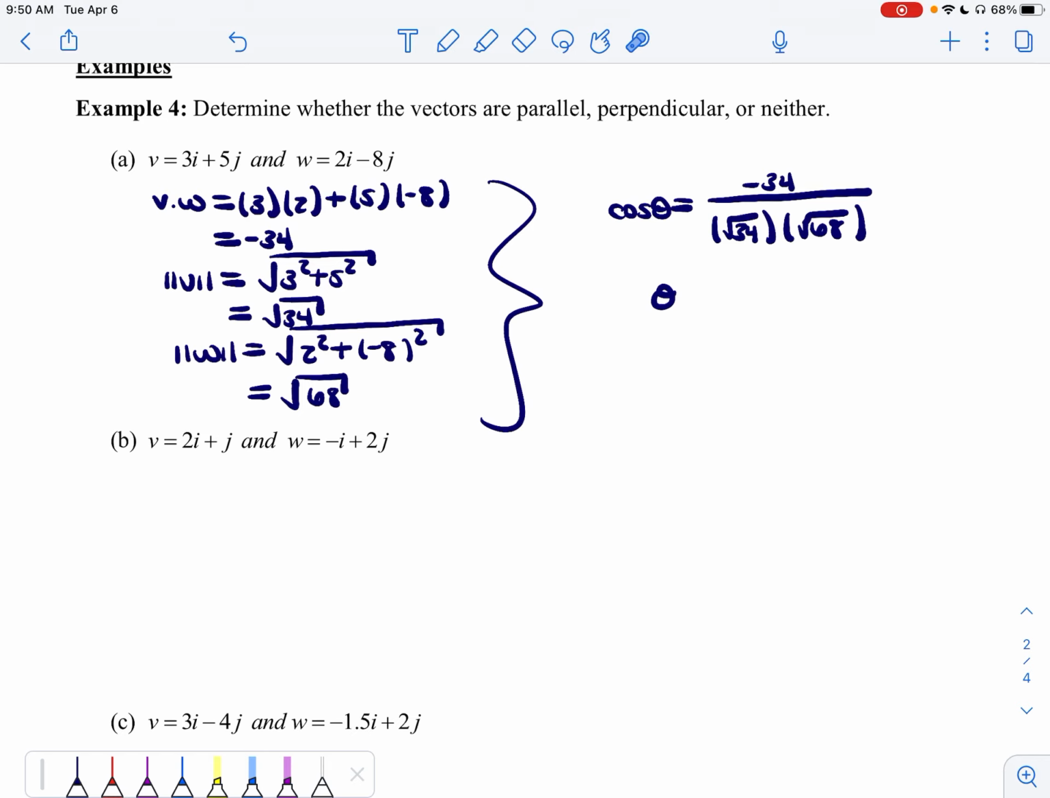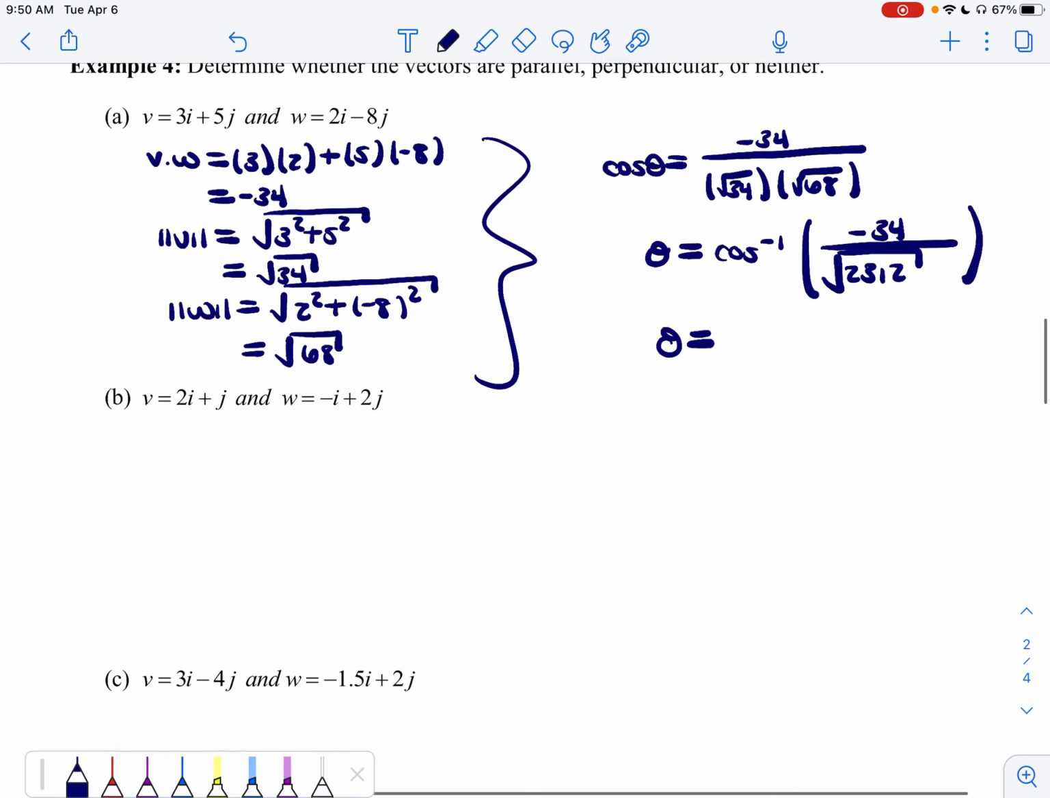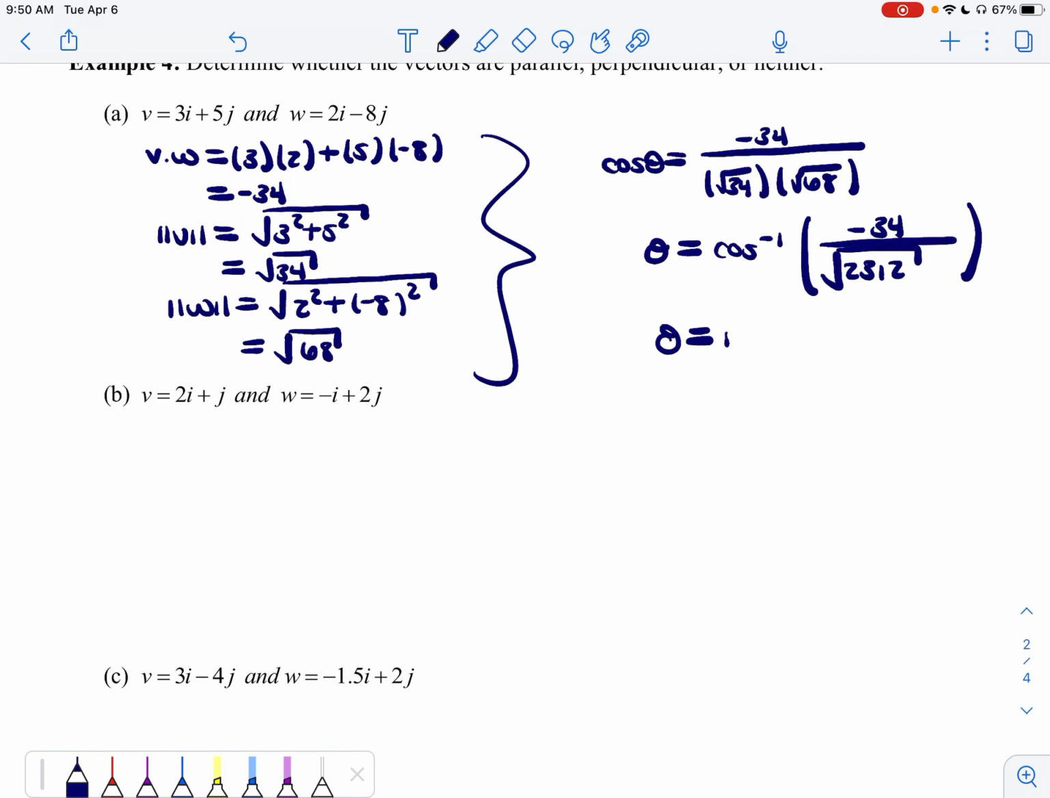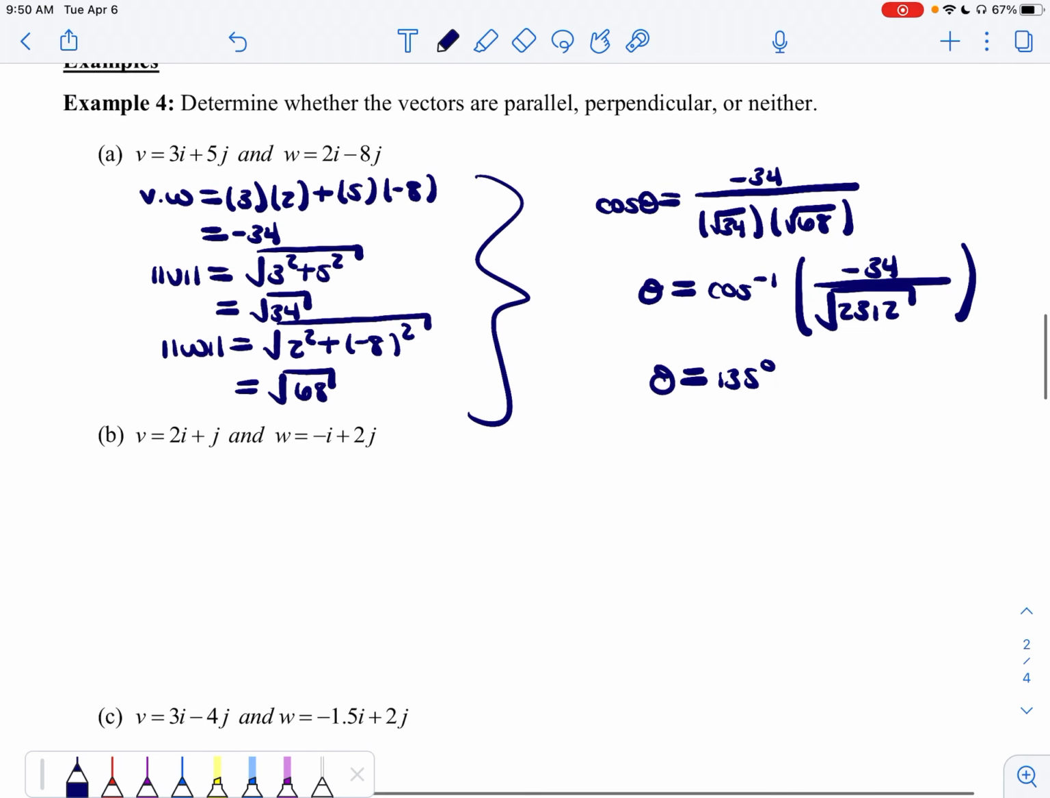All right, so if we go ahead and plug this in, we'd be looking at the inverse cosine of negative 34 divided by the square root of 2312. Okay, and then that is going to give us 135 degrees. So 135 degrees, that is neither parallel nor perpendicular, so our answer is neither.